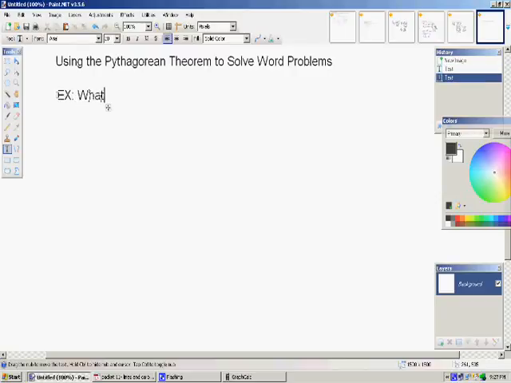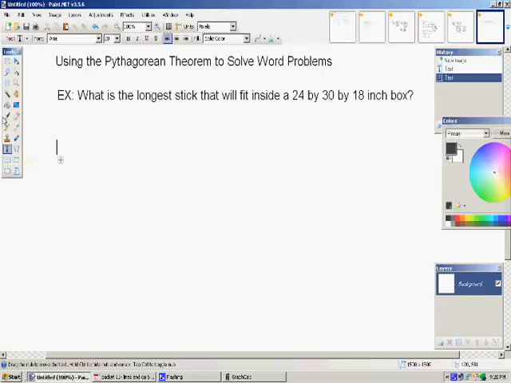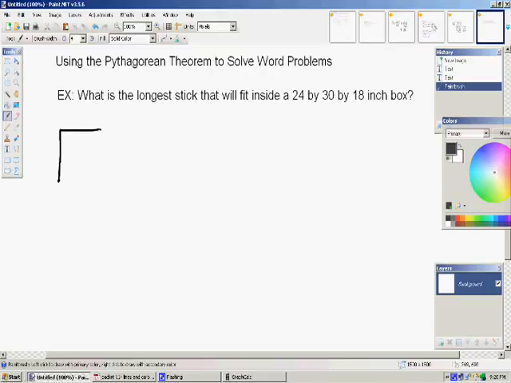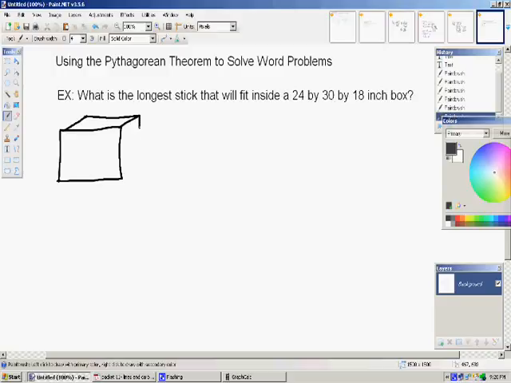Okay, so say we have the following problem. What is the longest stick that will fit inside a 24 by 30 by 18-inch box? Well, my first step here is to draw a diagram. So I'm going to draw a box here, a 3D box. This isn't going to be the neatest box, I'm sorry. To make it 3D, I'm going to do it like this.